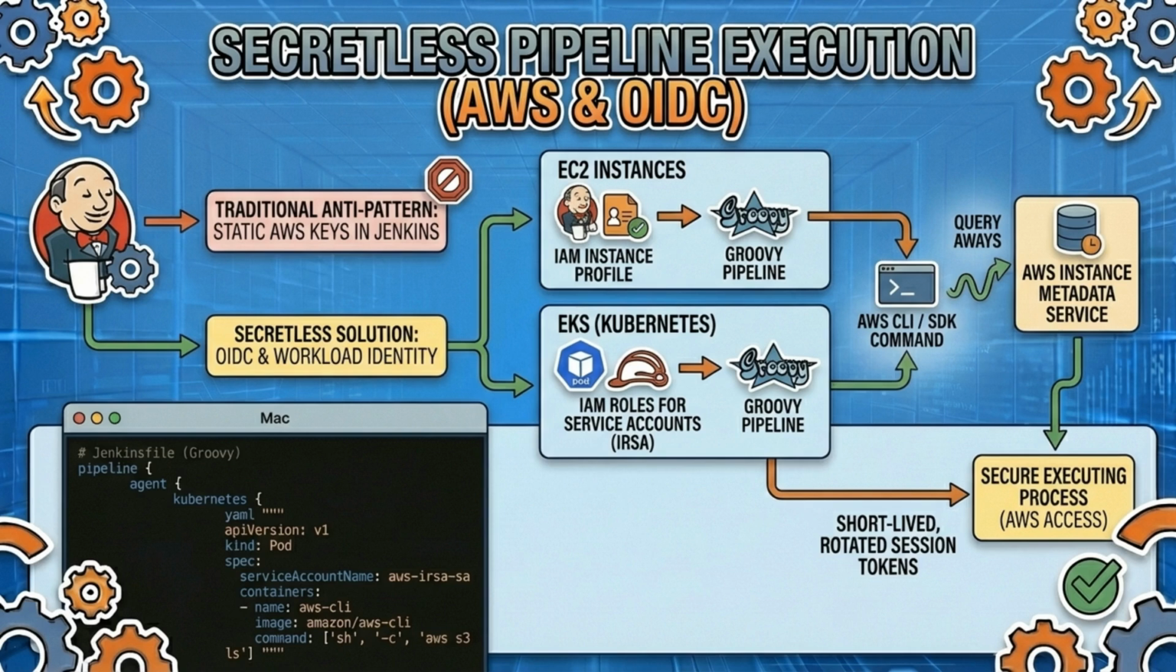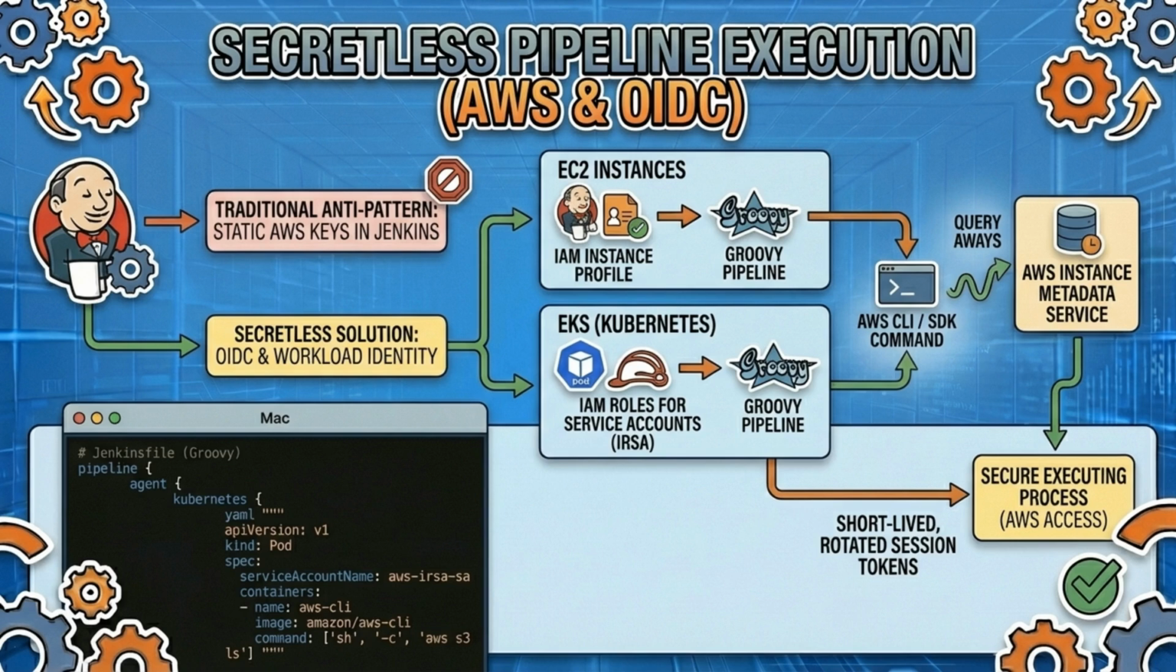Let's look at the concrete implementation of this secretless architecture by shifting our trust boundary to Amazon Web Services. The traditional anti-pattern is storing the AWS access key ID and secret access key directly in Jenkins. This is a massive security liability. Instead, we can eliminate these static credentials by leveraging AWS IAM Roles. If your Jenkins agents are running as EC2 instances, you simply attach an IAM instance profile to the virtual machine.